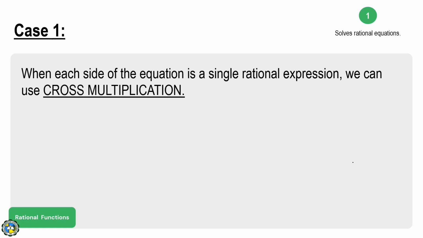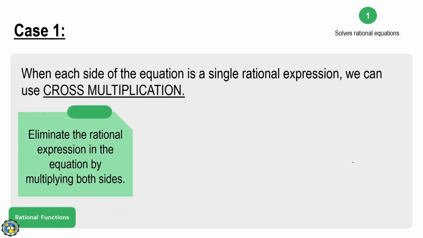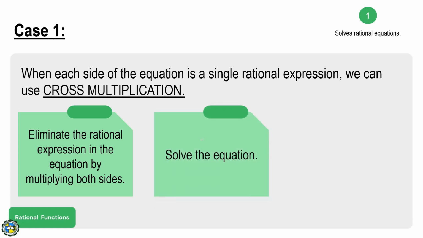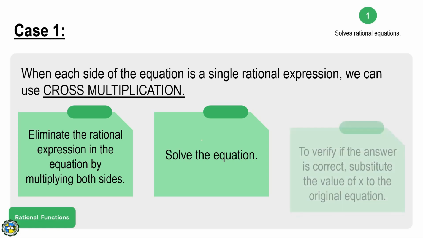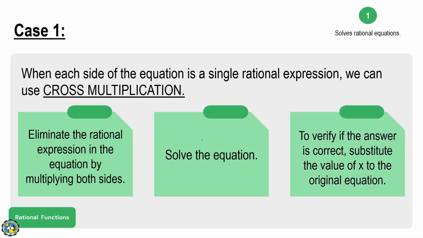So, these are the steps on how we can do that. First, we're going to eliminate the rational expression in the equation by multiplying both sides, forming a cross sign. Next, we're going to solve the equation, finding the value of x. And lastly, for us to satisfy the value of x that we solved, we have to verify it. We have to check it.